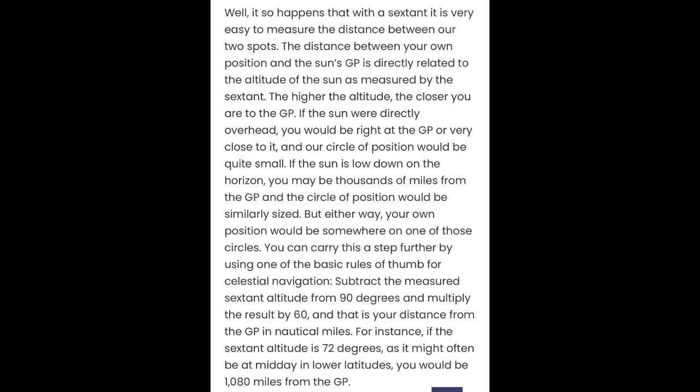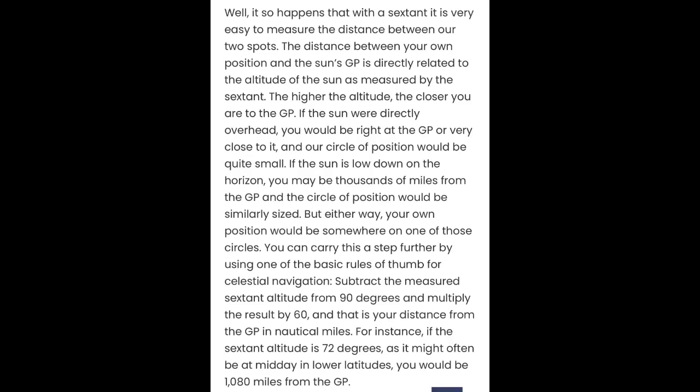The higher the altitude, the closer you are to the GP. If the sun were directly overhead, you would be right at the GP and very close to it, and our circle of position would be quite small. If the sun is low down on the horizon, you may be thousands of miles from the GP, and the circle of position would be similarly sized. But either way, your own position would be somewhere on one of those circles.